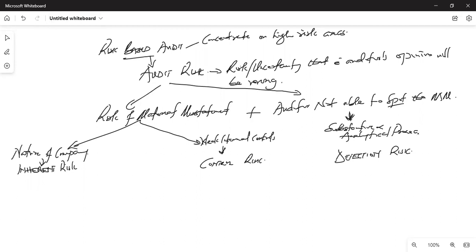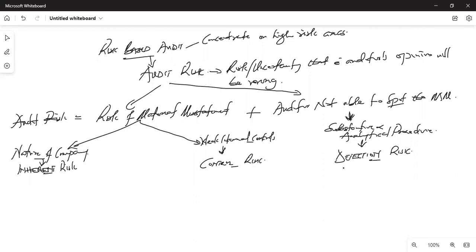Okay, procedures, to spot all these weaknesses and these inherent risks. So this part is called detection risk. So audit risk is equal to inherent risk plus control risk plus detection risk. Okay, so that is the mathematical angle of it.